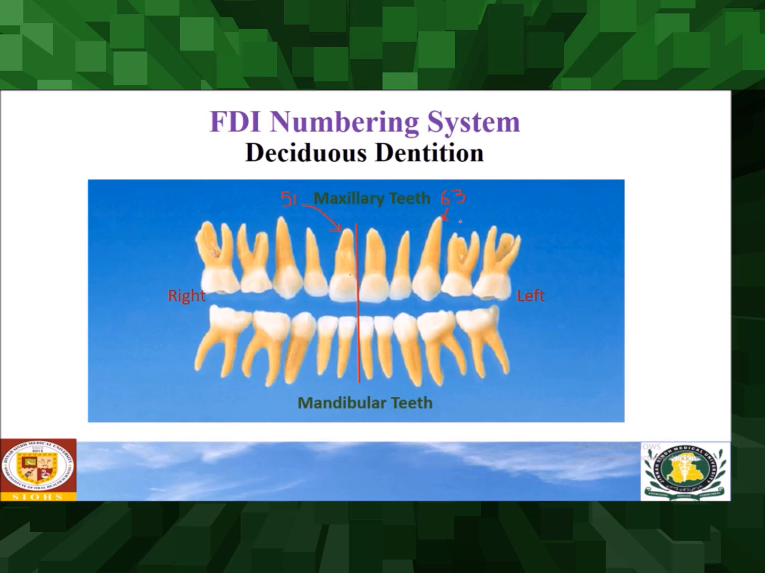Now the mandibular right first molar. This whole arch is the mandibular arch, and this tooth is the mandibular right first molar. This quadrant is 7 and this quadrant is 8. So this is the 8th quadrant, and the tooth number is 1, 2, 3 and 4. So the mandibular right first molar is referred to as 8-4 in the FDI notation system.